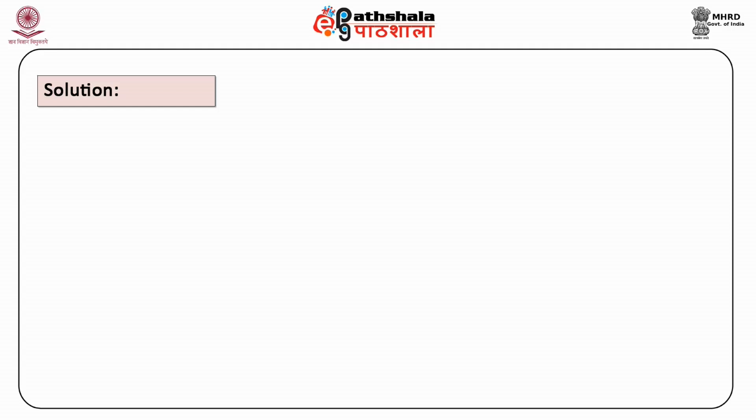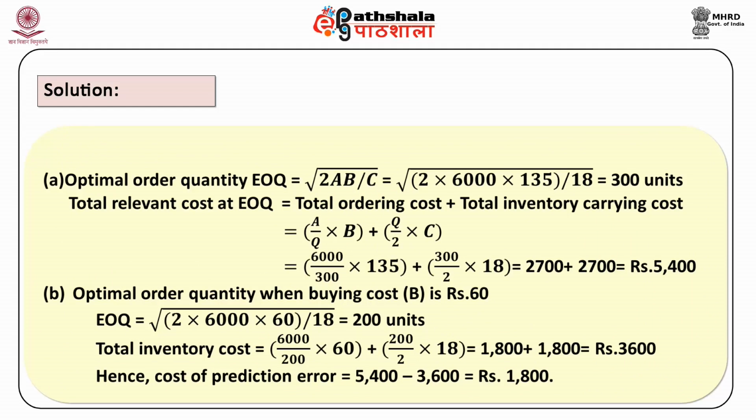Solution A. Optimal order quantity EOQ is equal to under root 2AB upon C, which in our example is under root 2 into 6000 into 135 divided by 18, which comes to 300 units.